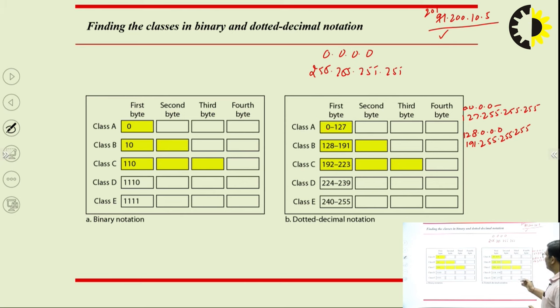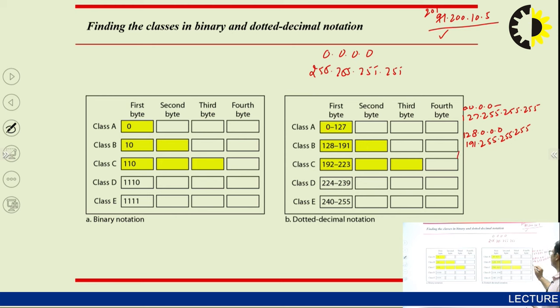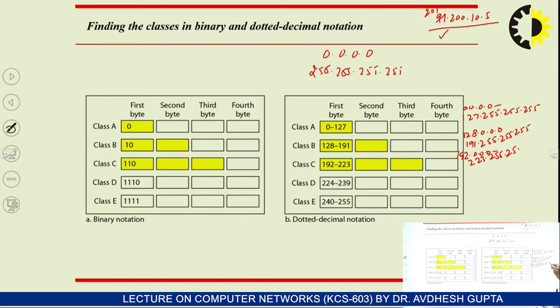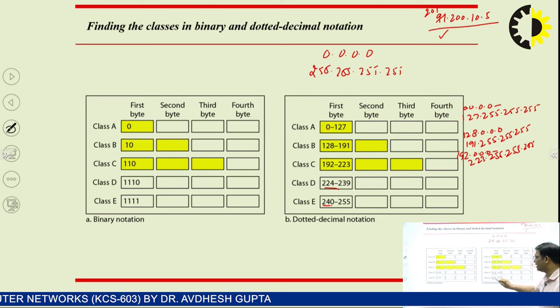Okay. Similarly, the class C range. Class C range is given as 192.0.0.0 to 223.255.255.255. And this is class D and this is class E range.